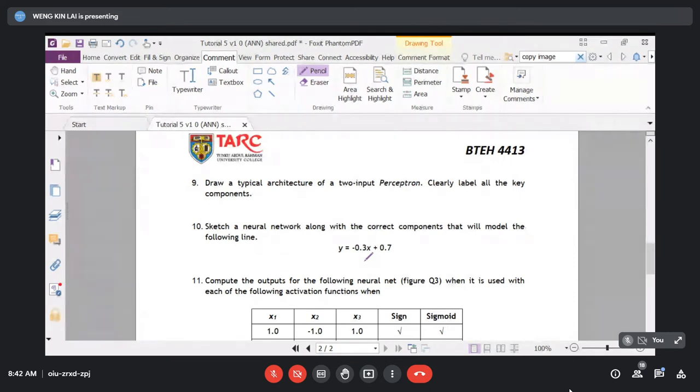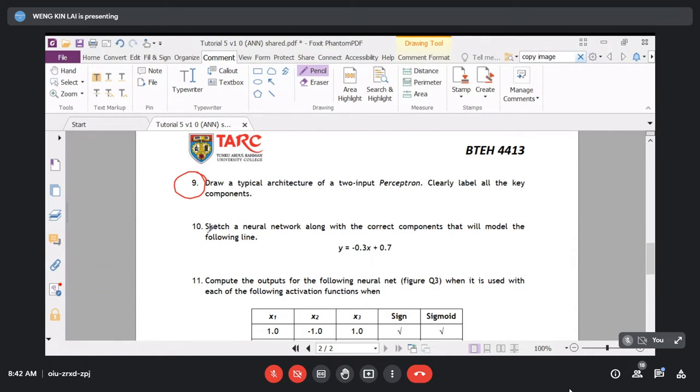Now question number 9. I think not much time is left, so maybe I'll skip this one, because number 9 we will still cover in your question 11. This one tests your understanding of the perceptron, just a simple two-input perceptron. What are the major components, the major parts of your perceptron? Then you clearly label all the key components.